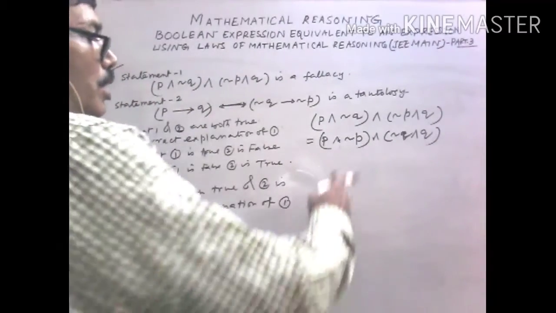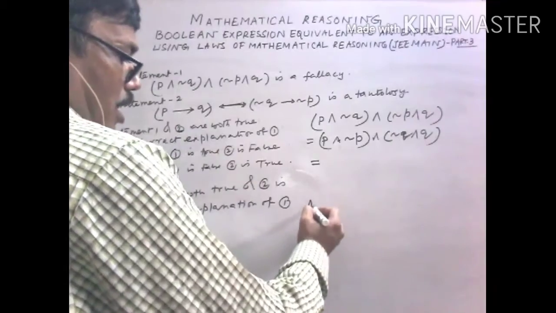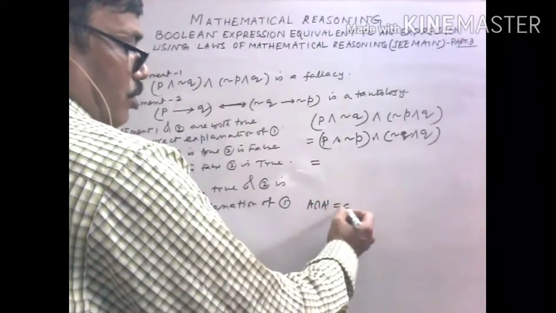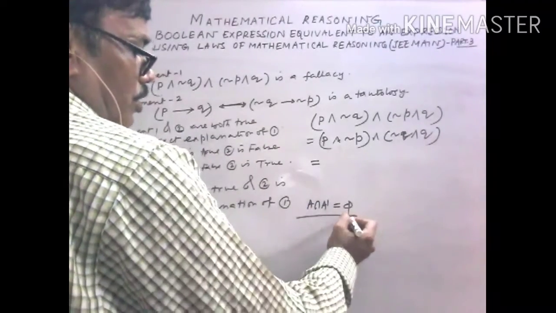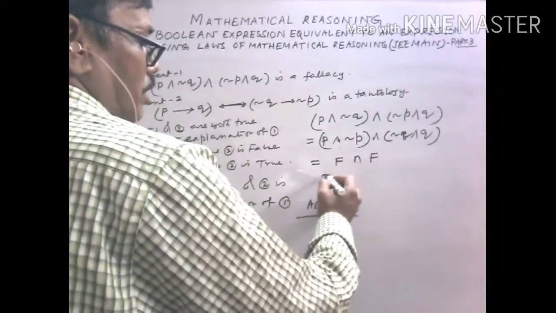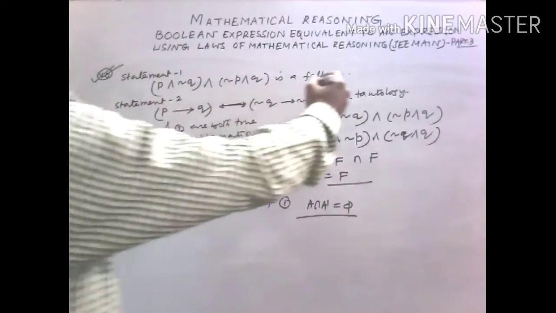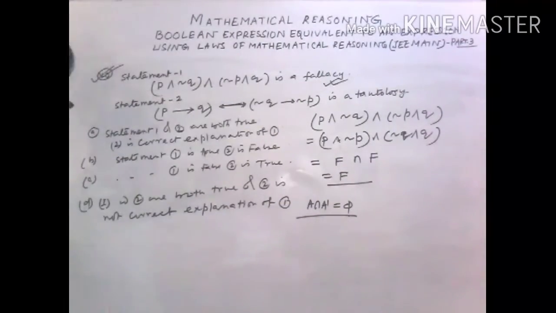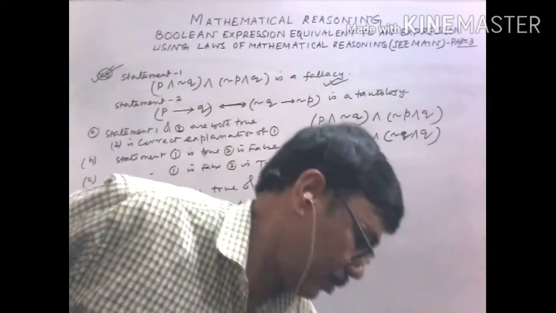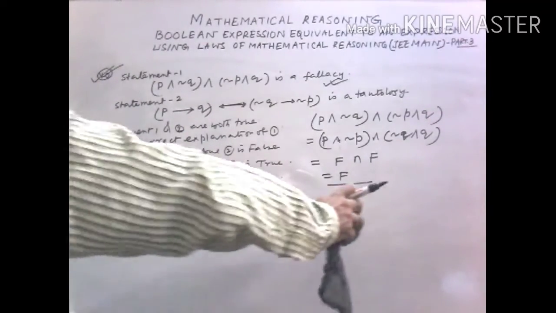So omitting one step. Now this one, A intersection A dashed, is phi. Phi means fallacy F. F intersection F is F. So the first one is very simple. This is a fallacy. So statement 1 is true. Now for statement 2.